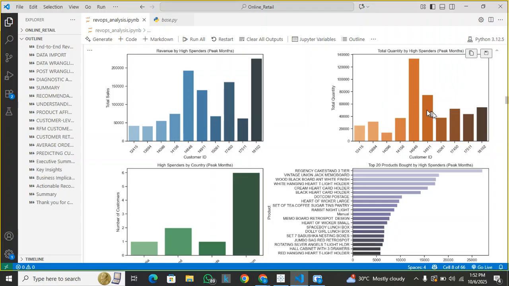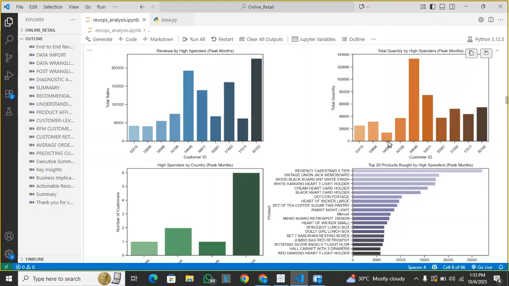So this comparison shows that most of the high spenders are wholesalers. They buy low price products and they buy in bulk. So because of the volume of their purchase, it translates to high revenue.